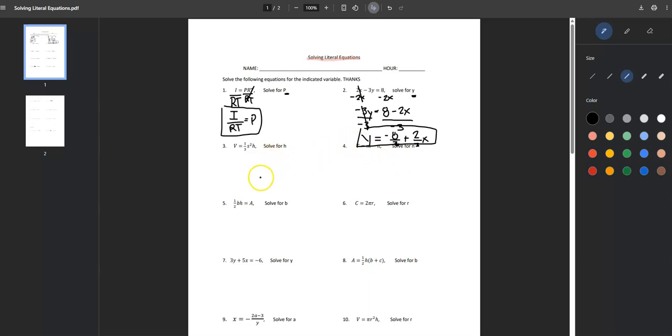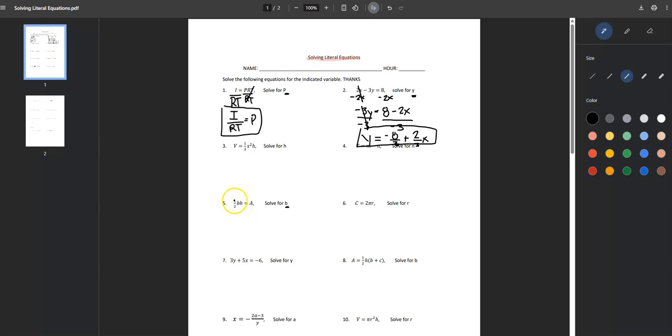Let me show you a couple of these that have fractions. So let's skip down here to number 5. This one wants me to solve for b. So I have 1/2 b h equals a. This is the area formula for a triangle. So 1/2 the base of that triangle times the height of the triangle.